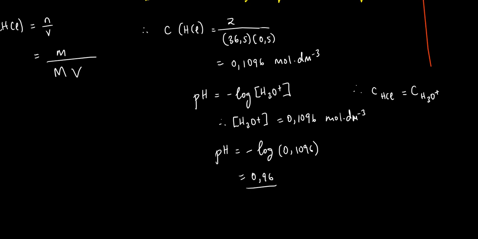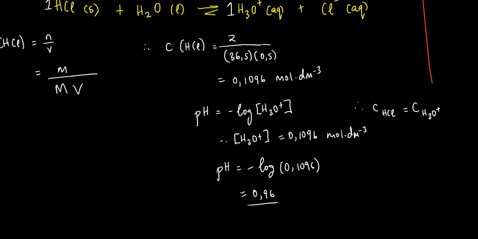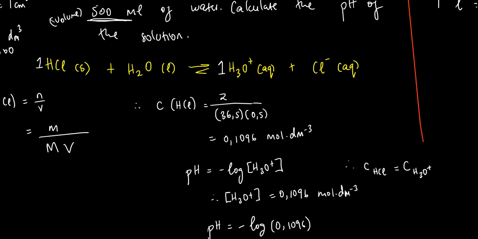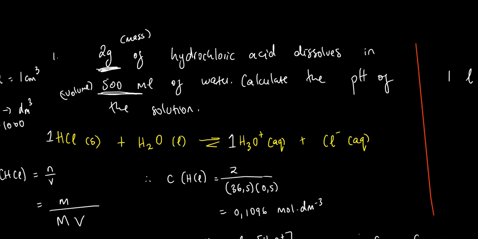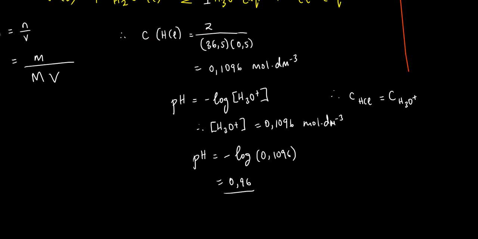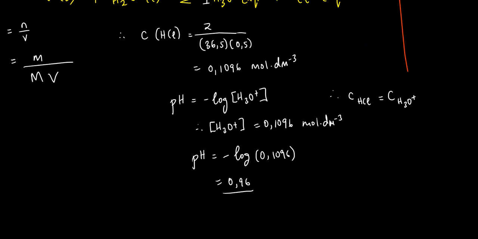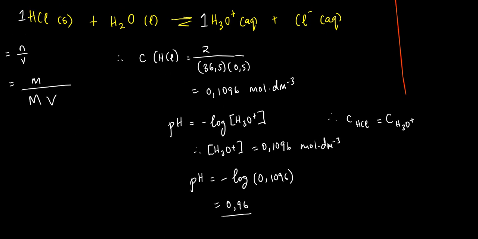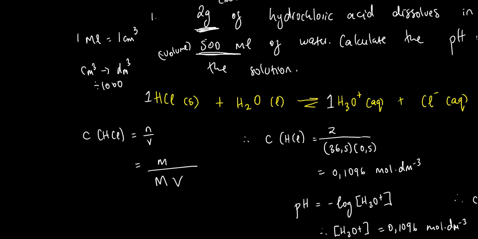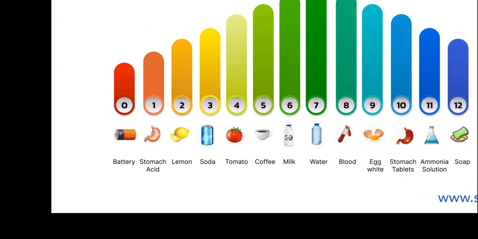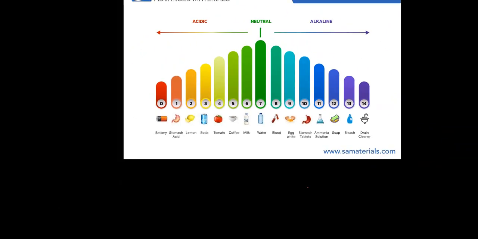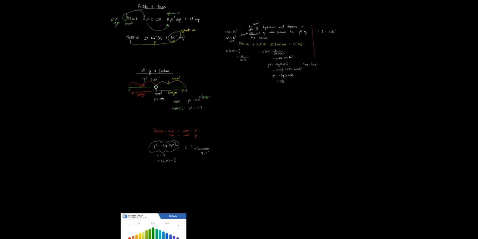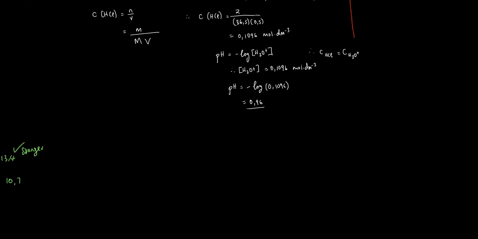So therefore, what does it tell you about this? Because that is the pH. So what does it tell you about the pH of HCl there in that solution? It tells you that this is quite a strong acid, because the number is close to 0. Remember we looked at the pH scale. So 0.96, when you look at it, falls between 0 and 1. So that tells you that it's a very strong acid. So that's how you calculate your pH.